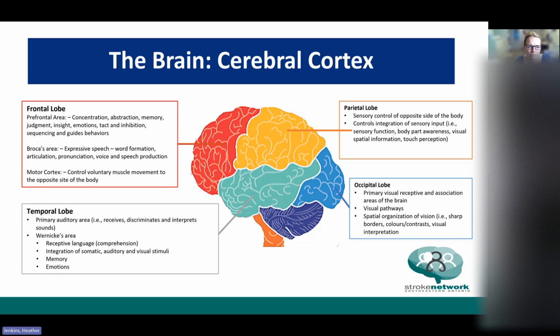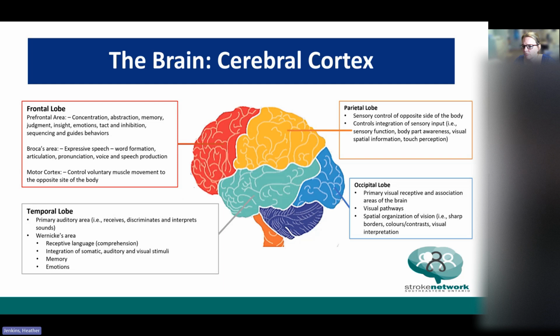Notably, we also have an area in your frontal area called Broca's area, which handles expressive language. So how we generate our words, generate the language that we want to use, our articulation and pronunciation, our voice and our speech. And at the back of it, just adjacent to the yellow parietal lobe, that last bit of red is your motor cortex.